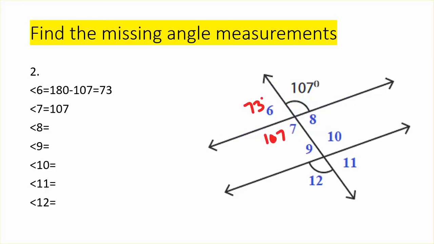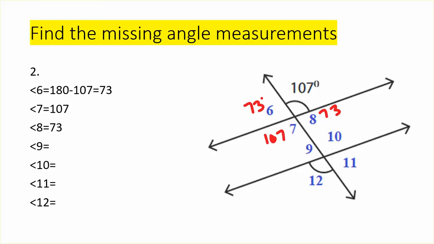Take a moment to think about how we can find angle 8. Angle 8 is a vertical angle with angle 6. That means that those are equal. It's also a linear pair with 107. So it would subtract from 180. 180 minus 107 would give us again angle 8.